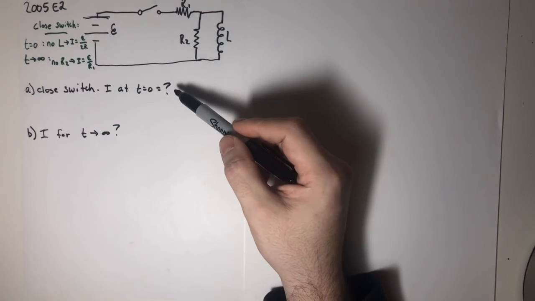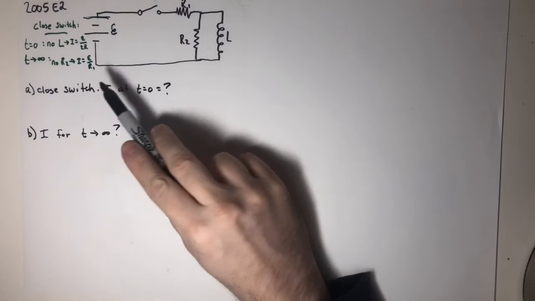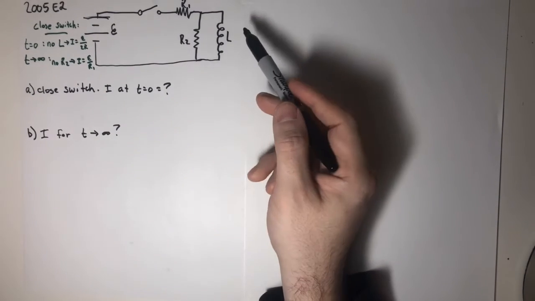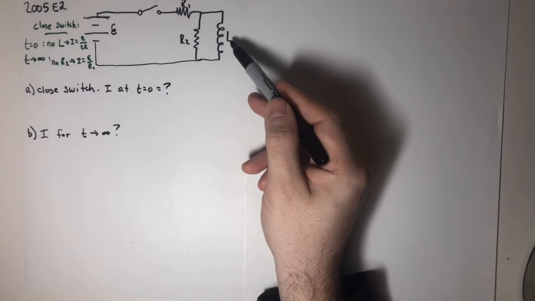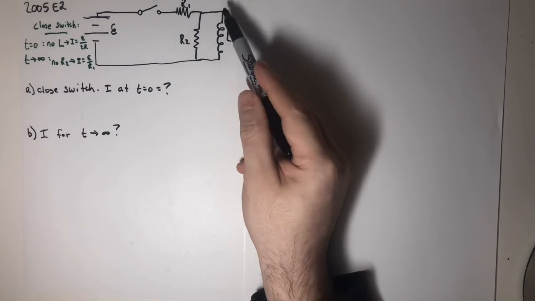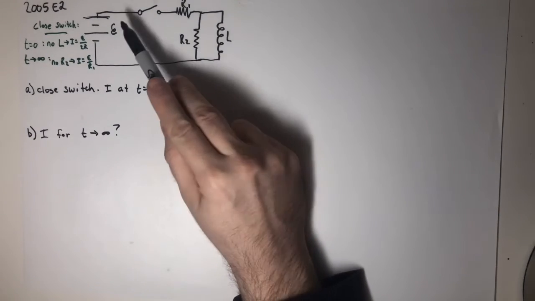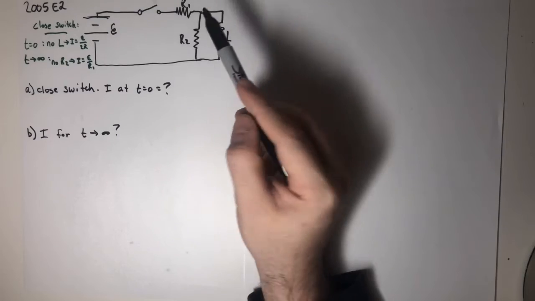Sure enough, the first thing being asked in this problem is what the current is at time t equals 0 when the switch is closed. So all you have to do is ignore the inductor because it's not doing anything except preventing any current from flowing through it. So you just have two resistors in series, and the total current is the EMF of the battery divided by their combined resistance.